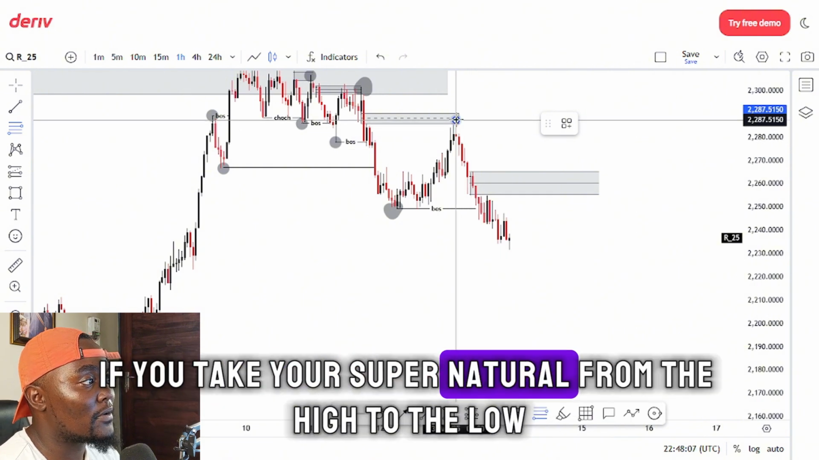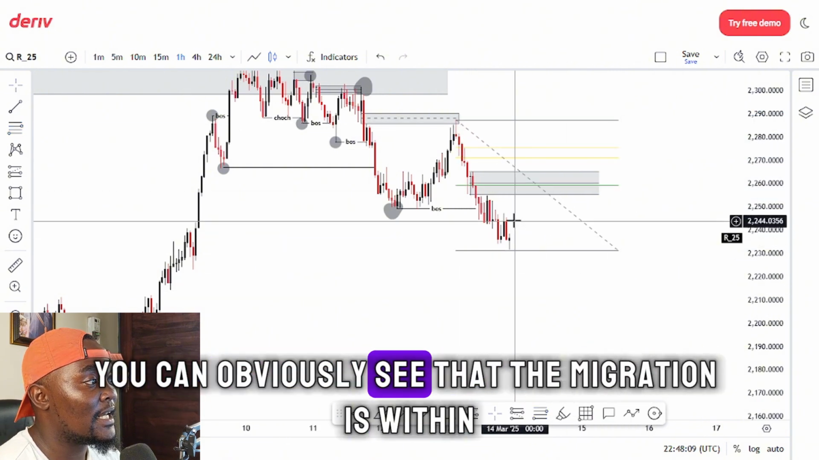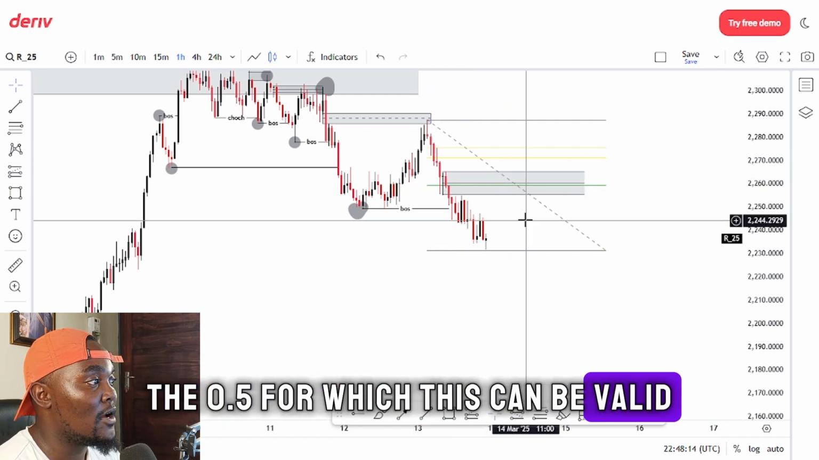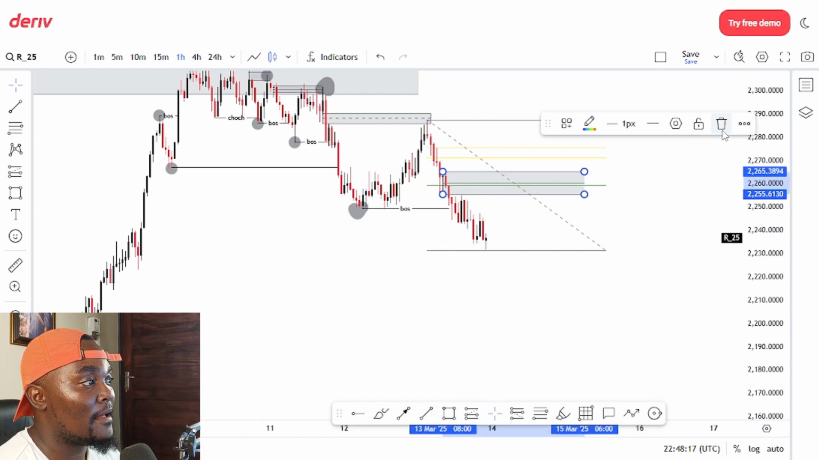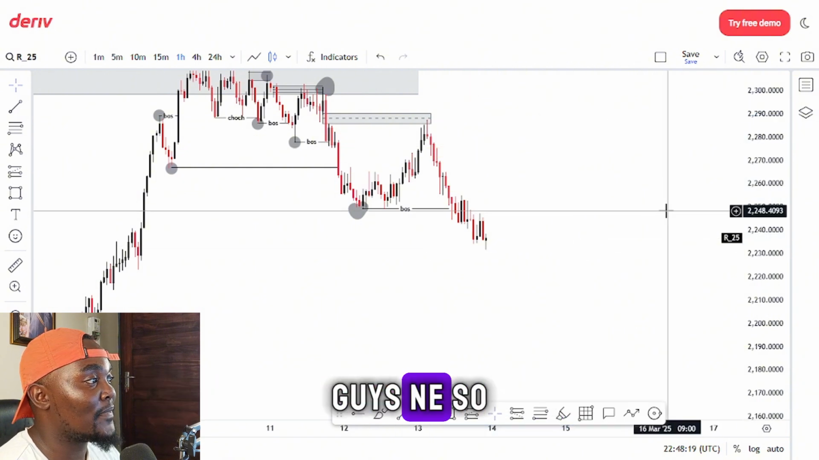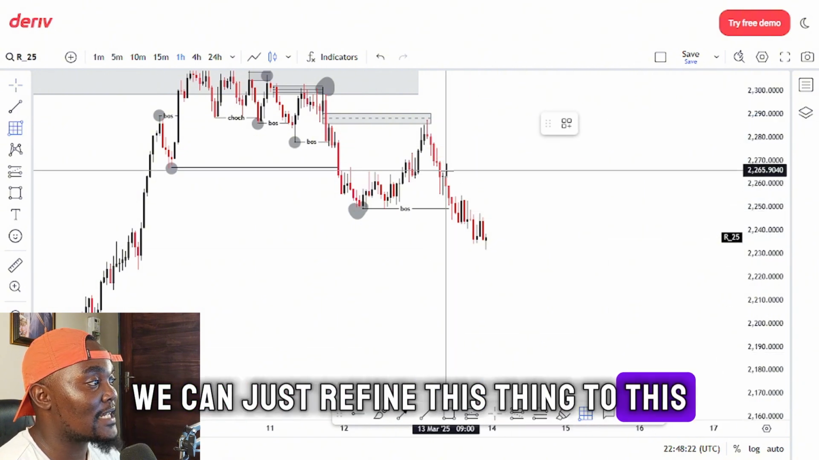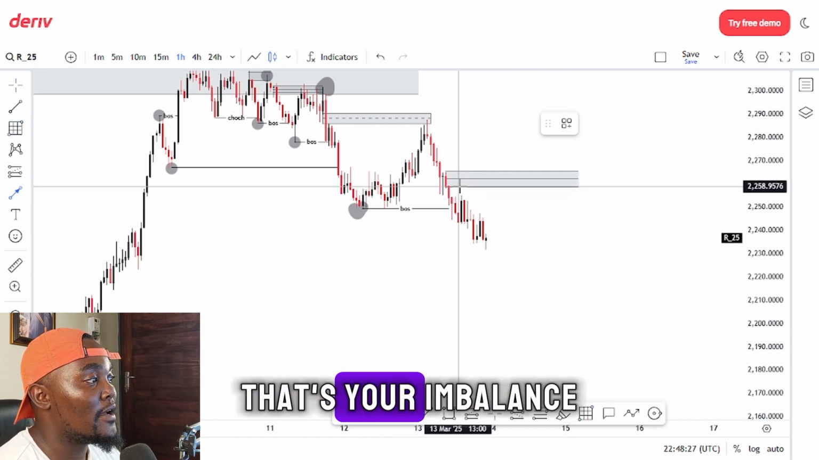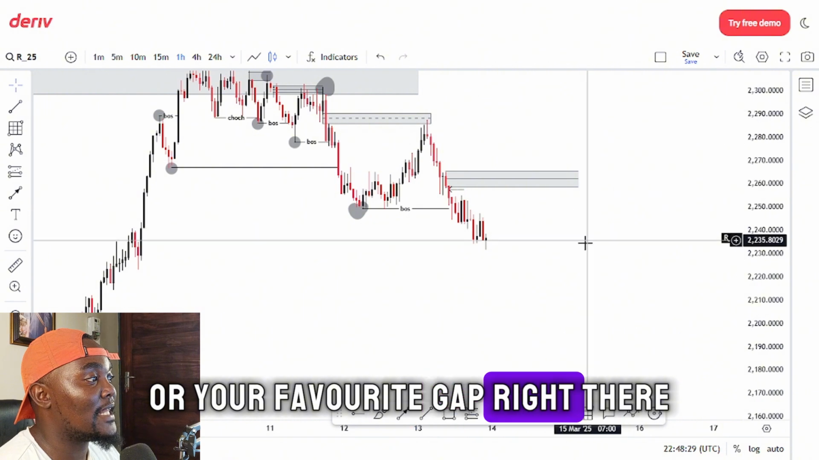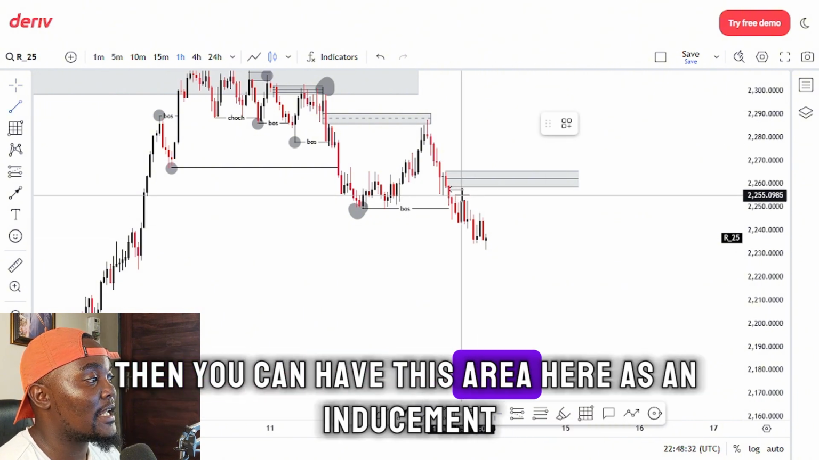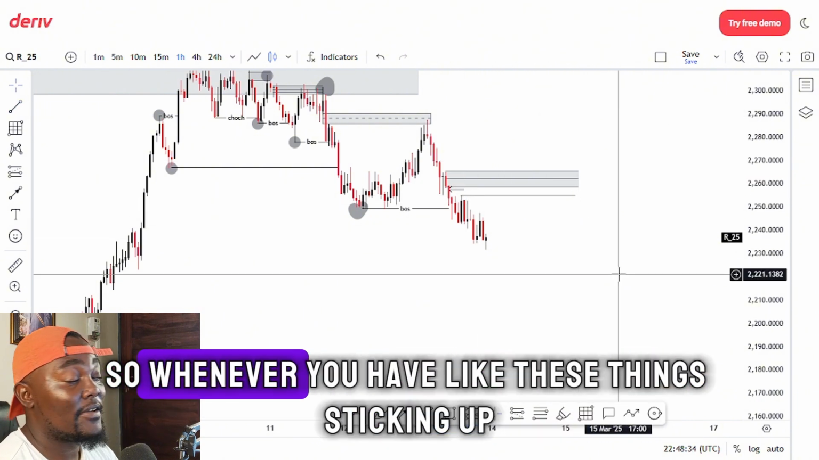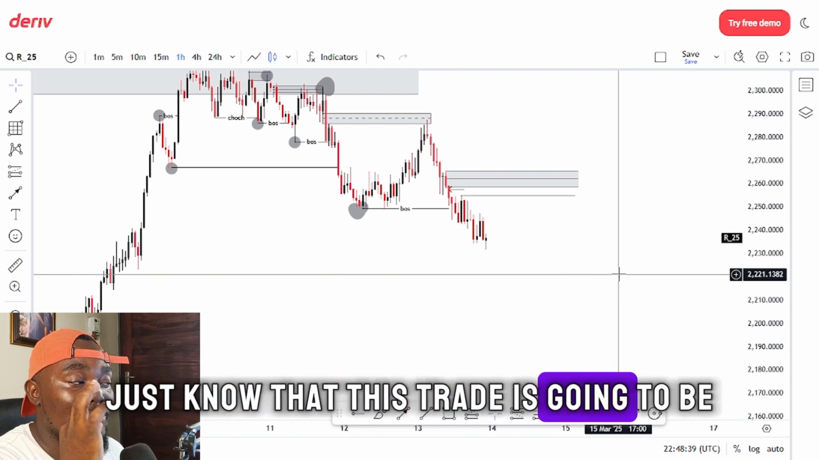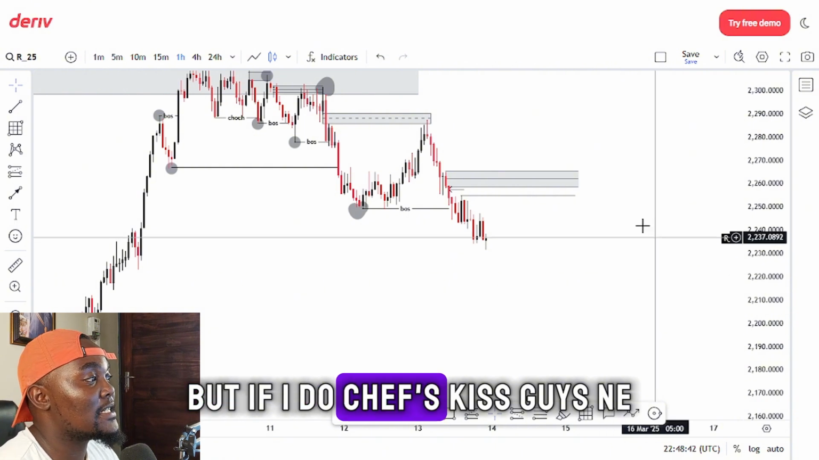If you take your Fibonacci tool from the high to the low, you can obviously see that the market is within the 0.5, which can be valid, or we can just refine this thing, because refining also works, guys. So we can refine this thing to this current candle here, which leaves a gap within this area. That's your imbalance or your fair value gap right there. Then you can have this area here as an inducement. Whenever you have these things stacking up on each other like this, just know that this trade is going to be perfecto, chef's kiss, guys.